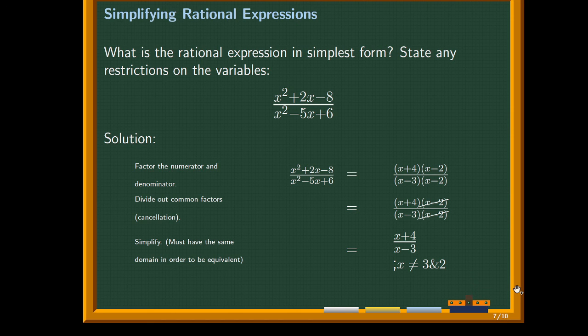That ends our example in simplifying rational expressions. By the way, if we are tasked to simplify x squared plus 2x minus 8 all over x squared minus 5x plus 6 to its simplest form, the answer is equal to x plus 4 all over x minus 3, granting that x should not be equal to positive 3 and 2.